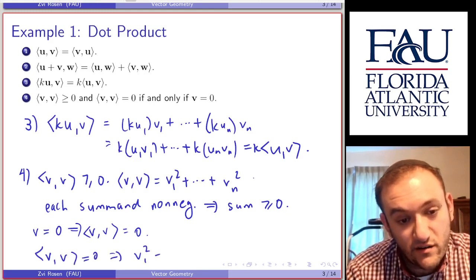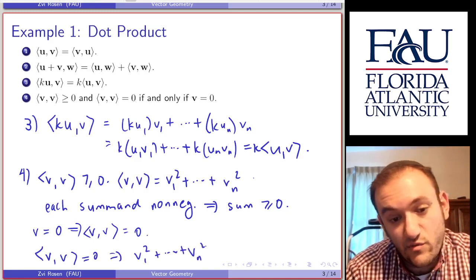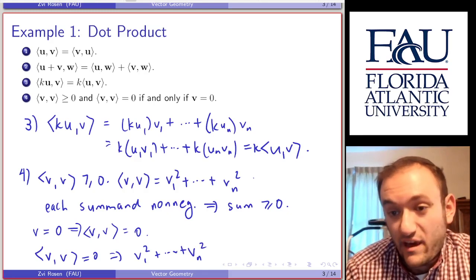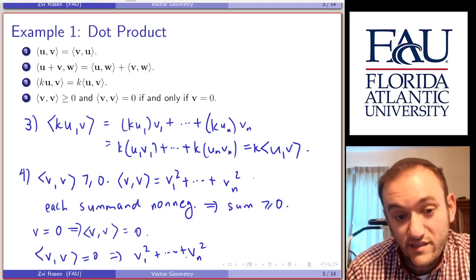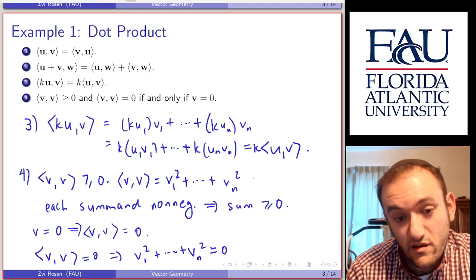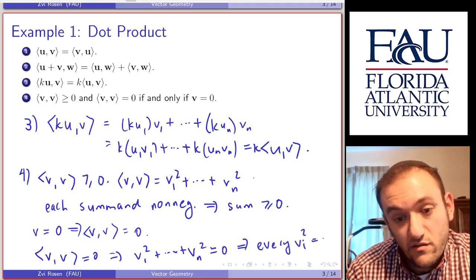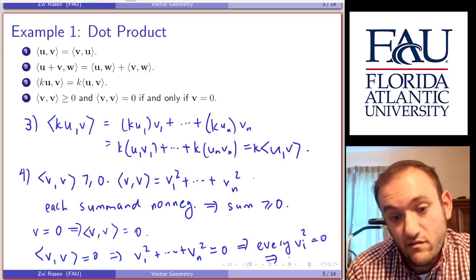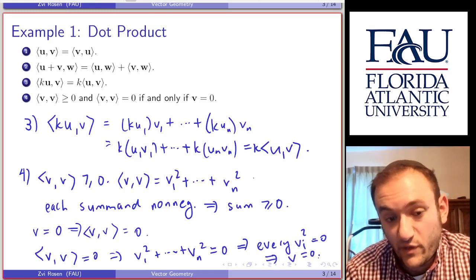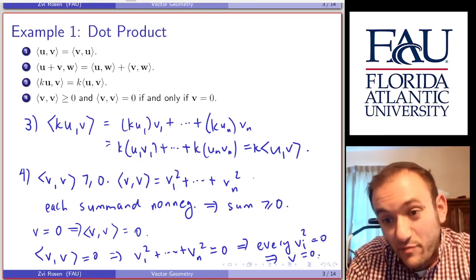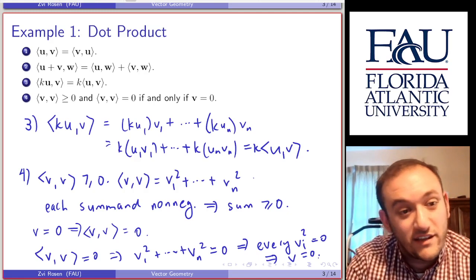It's v1 squared plus up to vn squared. But that means that if any single one of these would be strictly positive, that would mean that the whole sum would also be strictly positive. So the fact that this equals 0 means that every vi squared is 0, which means that v itself is the 0 vector. Okay, so we have the fourth property as well. Okay, so the dot product is our first example of an inner product.